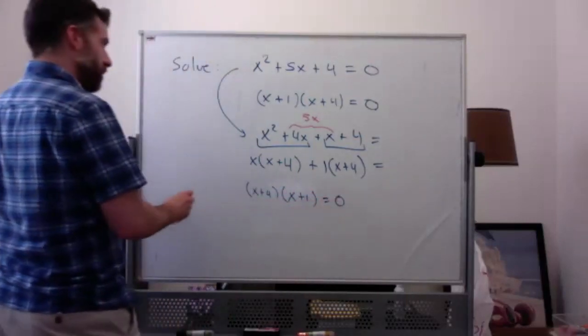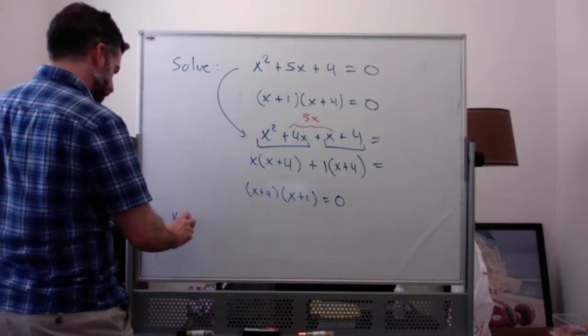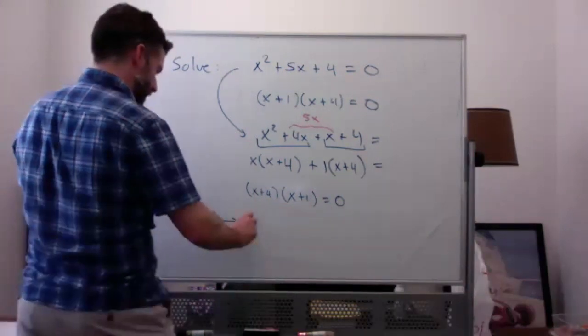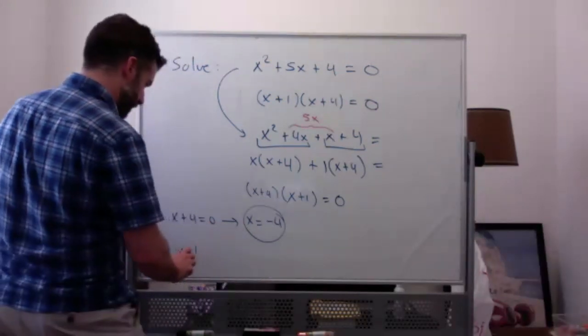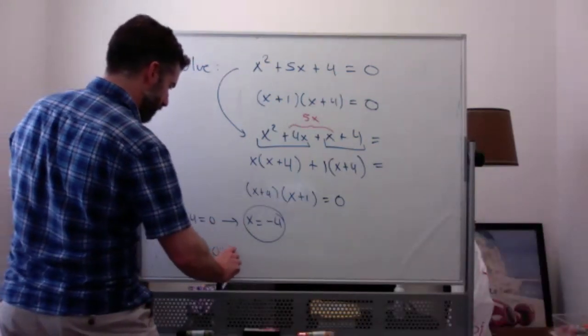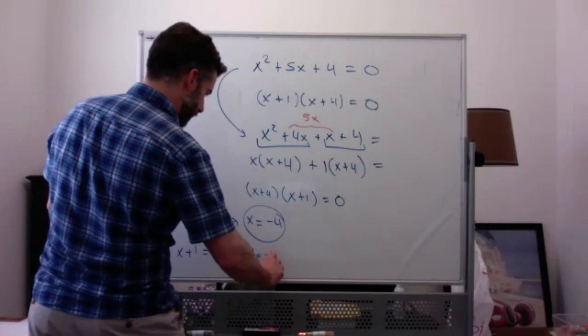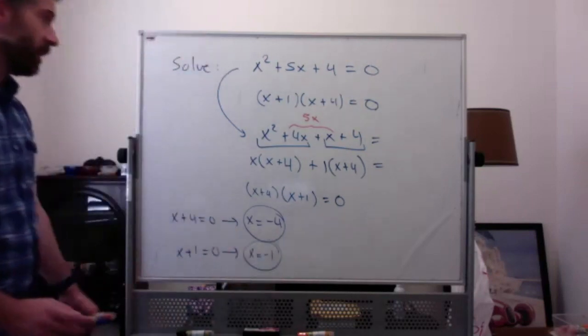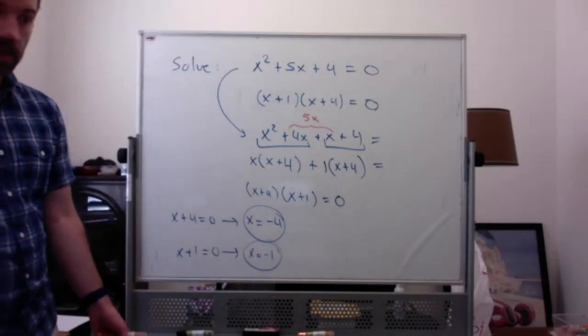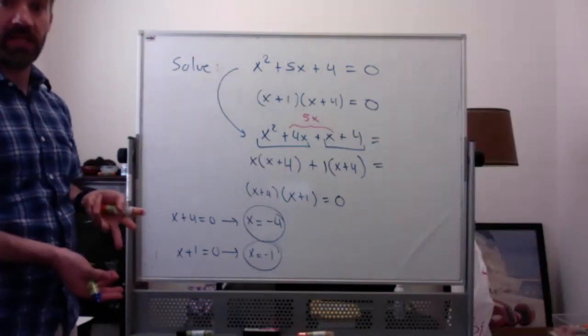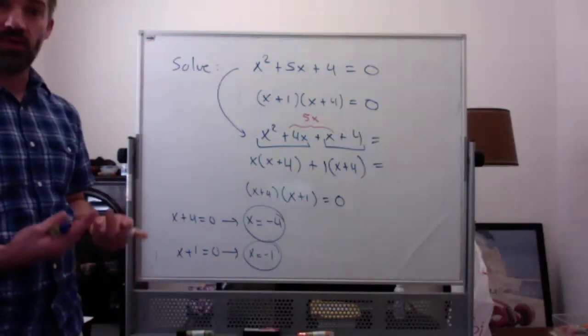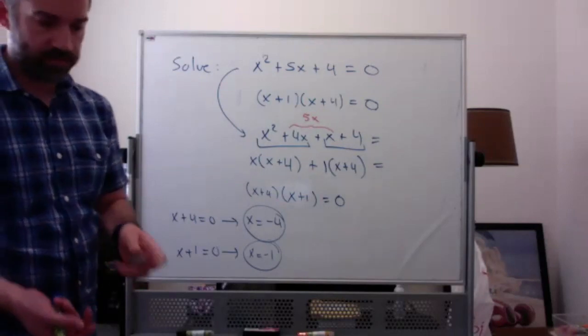Either way, we set x plus 4 equal to 0, and we get x equal to -4. We set x plus 1 equal to 0, and we get x equal to -1. And those are our two solutions. A quadratic equation or a second degree equation like this can only ever have two solutions at the most.